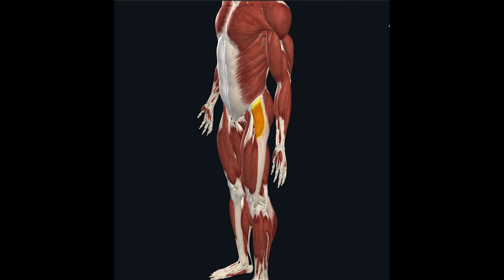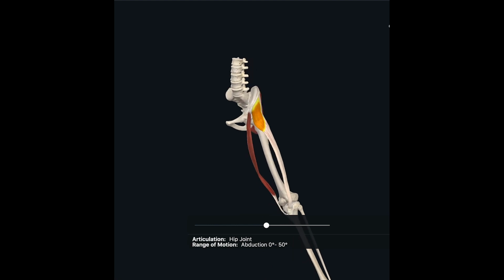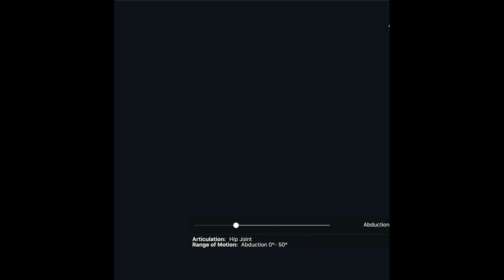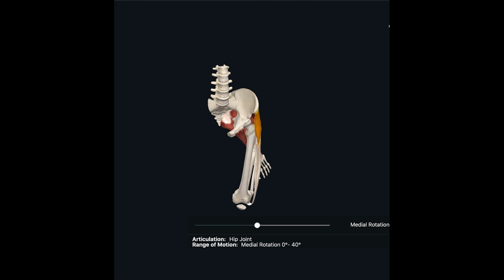So this tensor fasciae latae muscle will assist with flexion, abduction, and it will medially rotate the thigh at the hip joint. So we've already looked at hip flexion. This is what hip abduction looks like, or bringing the thigh away from midline. And this is what medial rotation looks like right here. So first they're showing you flexion of the leg at the knee joint and then medial rotation.